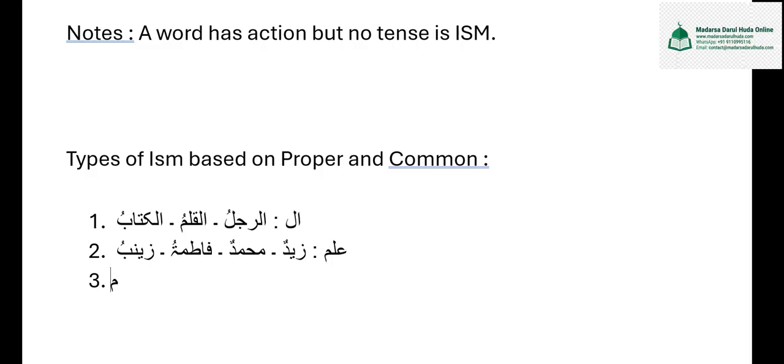Then we have munada. Munada means when we call someone. For example, there are 10 students sitting in a class and I call someone, oh boy, come here. So the boy I'm calling is munada, and he is specific as compared to the rest of the 9 boys. In Arabic language, ya is harfe nida, a particle used to call someone. For example, if I'm adding ya on walad, like ya waladu, so here waladu is munada. Walad means boy, so waladu is munada.